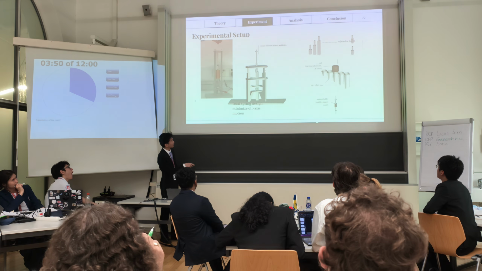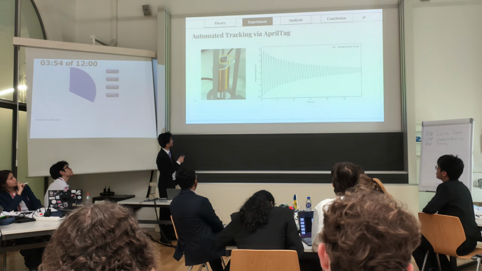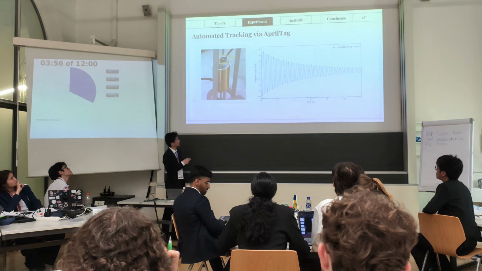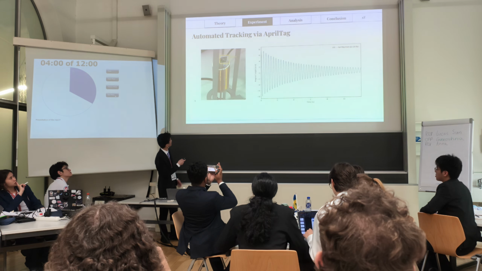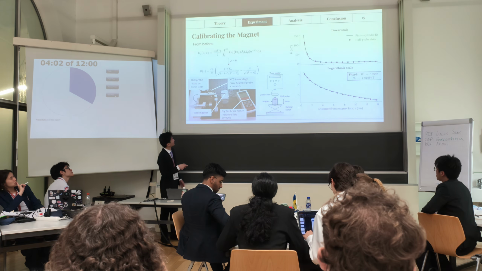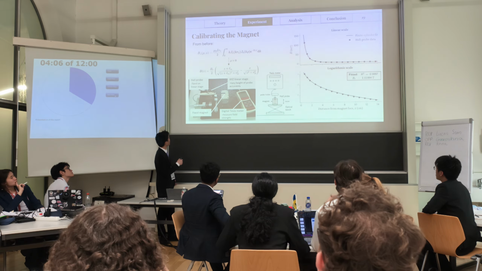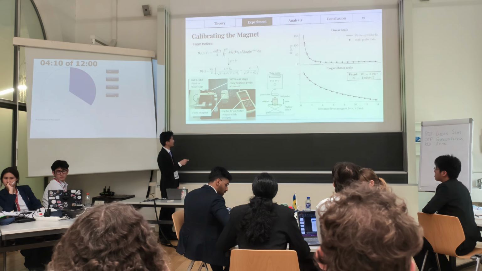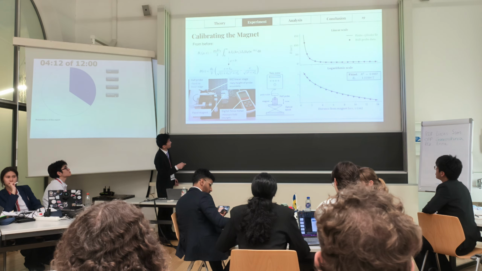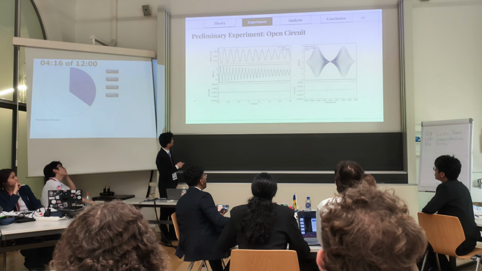This is how I vary the different parameters that I mentioned. We also track the motion using AprilTag, which is a very accurate tracking method. Then to calibrate the magnet, we use this Hall probe linear stage setup, and as you can see, using the surface current model allows us to get a good fit.